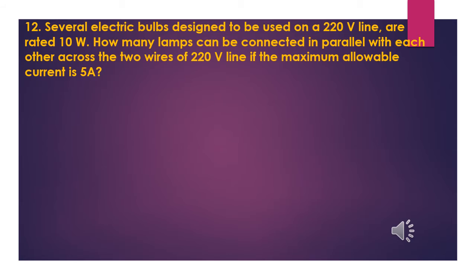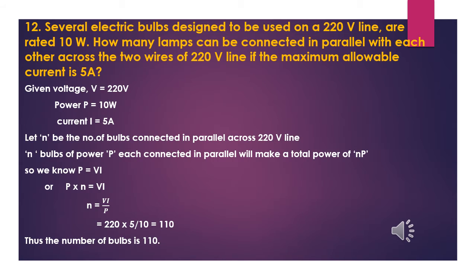So children, here they have said that there are several electric bulbs and the voltage that is used is 220 volt, and each electric bulb or lamp has a power of 10 watt, and we want to find out how many bulbs or lamps can be connected in parallel across this 220 volt, so that the maximum current carried is 5 ampere. So let us try to do it. Voltage is given as 220 volt, power is 10 watt, current is given as 5 ampere.